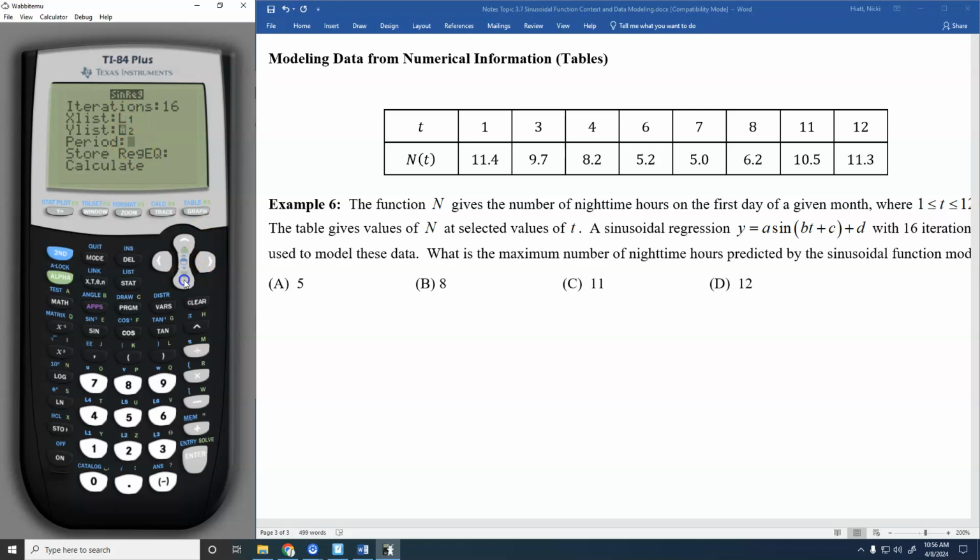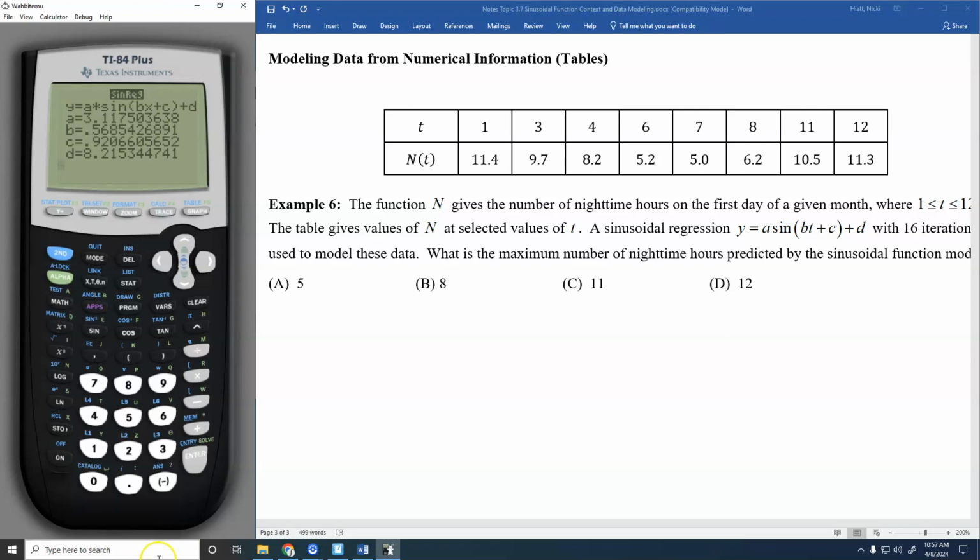I'm not sure. So 16 iterations. L1, L2. I don't know about this putting a number in for the period. We're going to leave that blank and see what happens, and we'll check his answer key to see if it looks right. And let's store this in Y1. Wait, so we do leave it like iterations? Yeah. And let's put this in Y1 and calculate and see what we get. Yeah. You guys getting the same as me, 3.117?